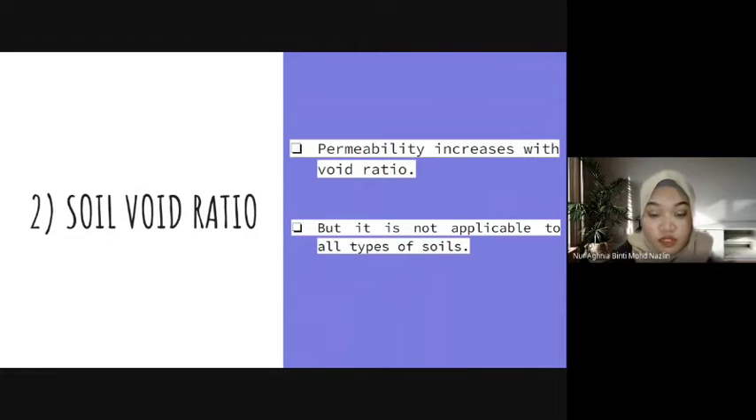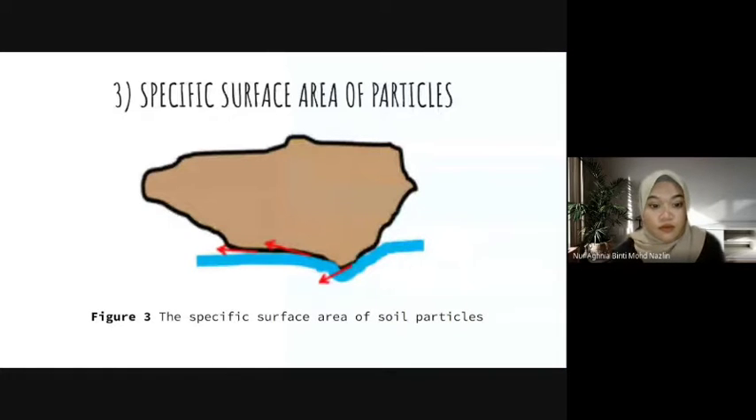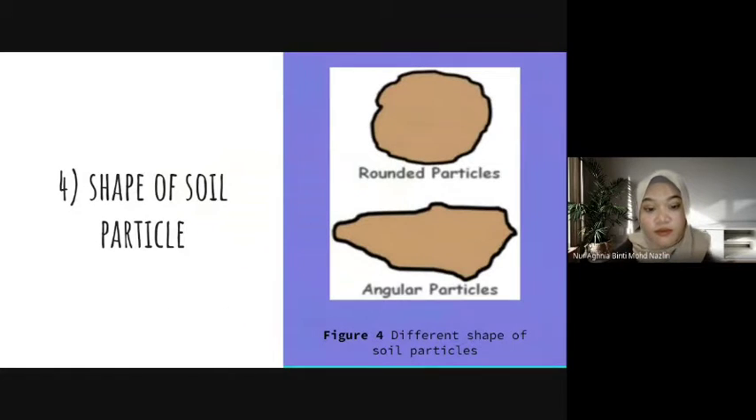Next, soil void ratio. Permeability increases with void ratio, but it is not applicable to all types of soils. For example, clay has a higher void ratio than any other types of soil. Next, specific surface area of particles. Specific surface area of soil particles also affects permeability. The higher the specific surface area of particles, the lower the permeability.